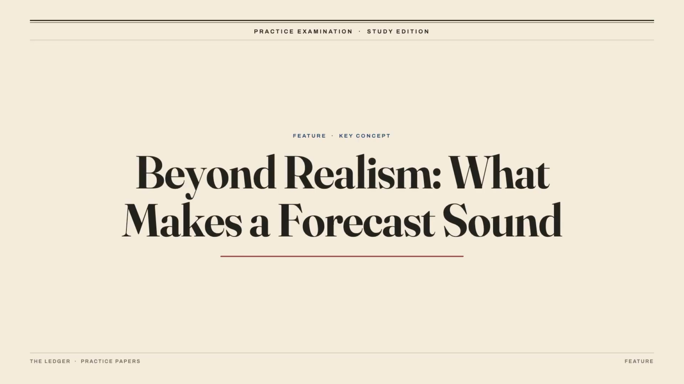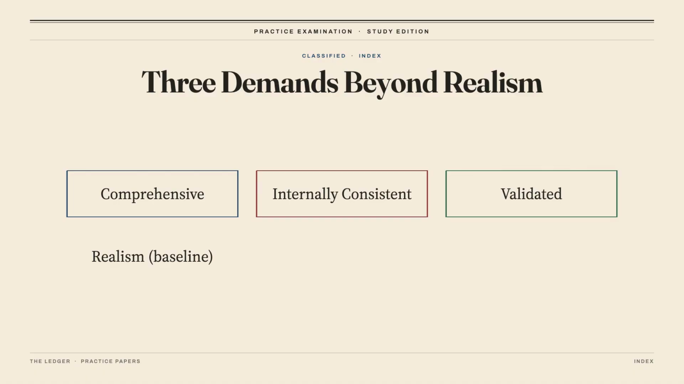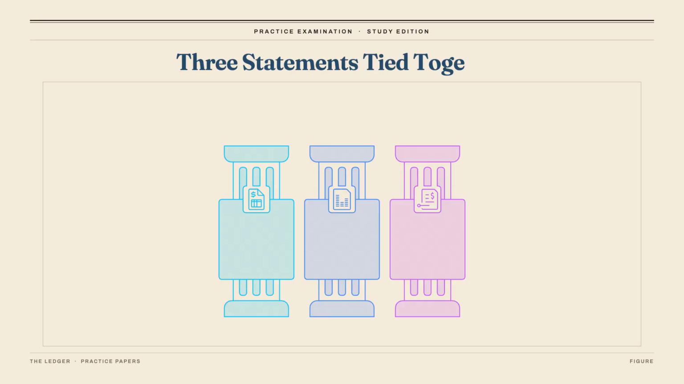Realism gets a forecast started, but it isn't enough on its own. A projection can have perfectly realistic growth assumptions and still be useless if it's incomplete, contradicts itself, or rests on assumptions nobody ever checked. A sound forecast must satisfy three further demands beyond realism. It must be comprehensive, internally consistent, and validated. Together with realism, these four qualities separate a usable forecast from a mere sketch.